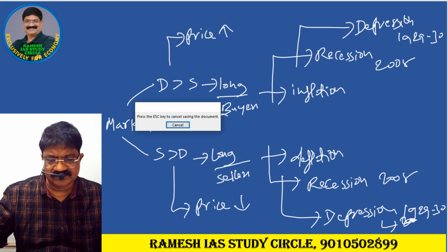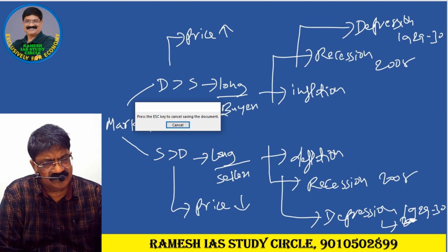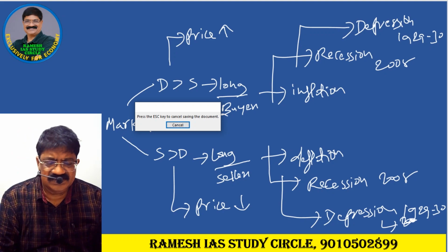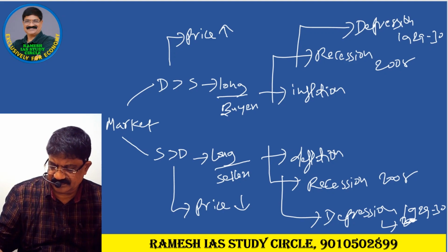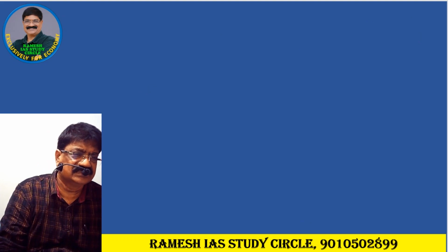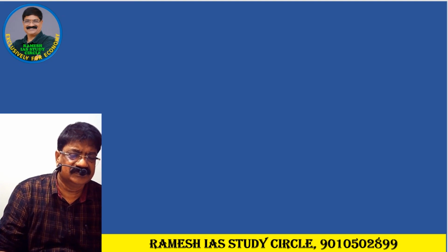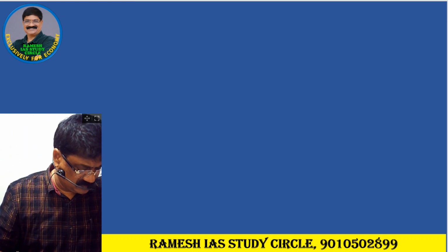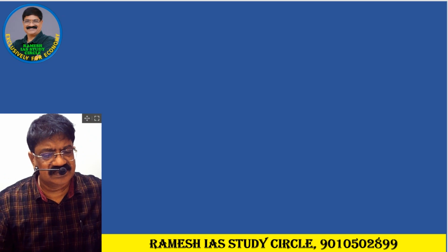So inflation, especially for India, inflation is the severe problem rather than deflation. Why? Because it is a populous country. So we need to have much more production. Otherwise people face the price rise problem. That is the main problem. So inflation, inflationary gap, deflation, deflationary gap.